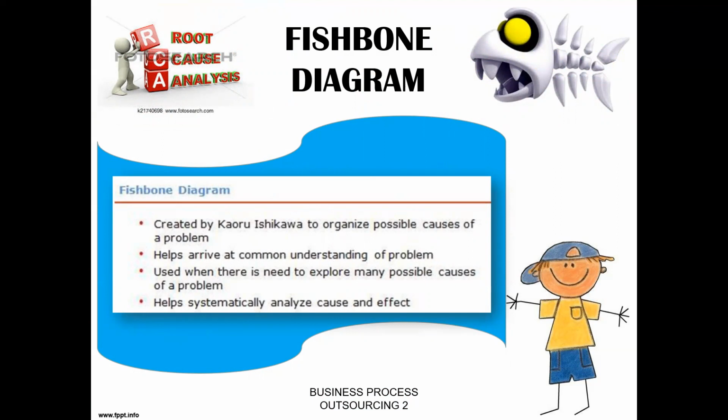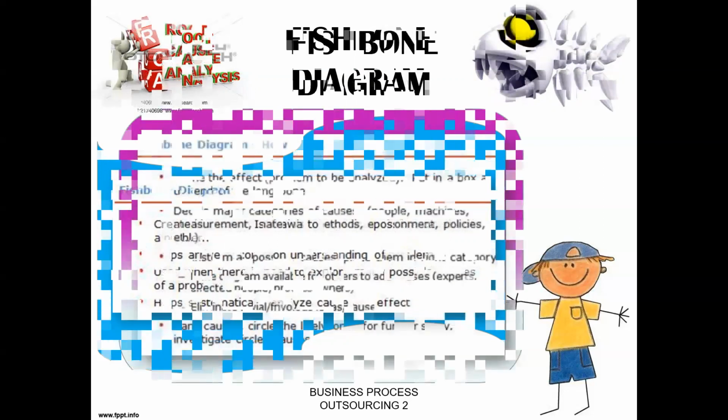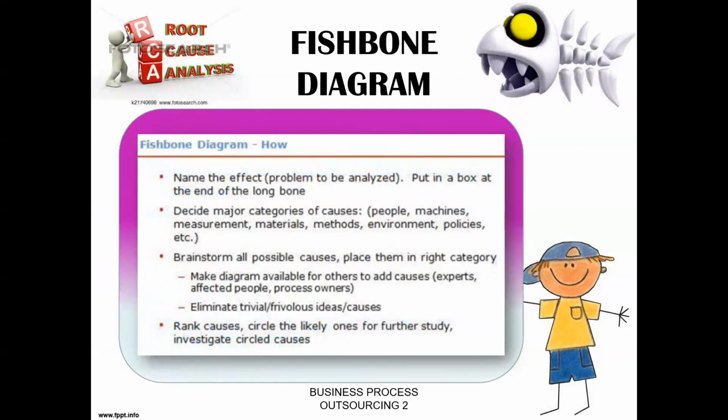Now we go to root cause analysis, and sorry, the fishbone diagram. This was popularized by Kaoru Ishikawa. Sometimes it is called the Ishikawa diagram or fishbone diagram because of how it looks. It looks like the bones of a fish. It helps arrive at a common understanding of a problem when there is a need to explore many causes of a problem, and helps systematically analyze cause and effect. So how do you do the fishbone diagram?